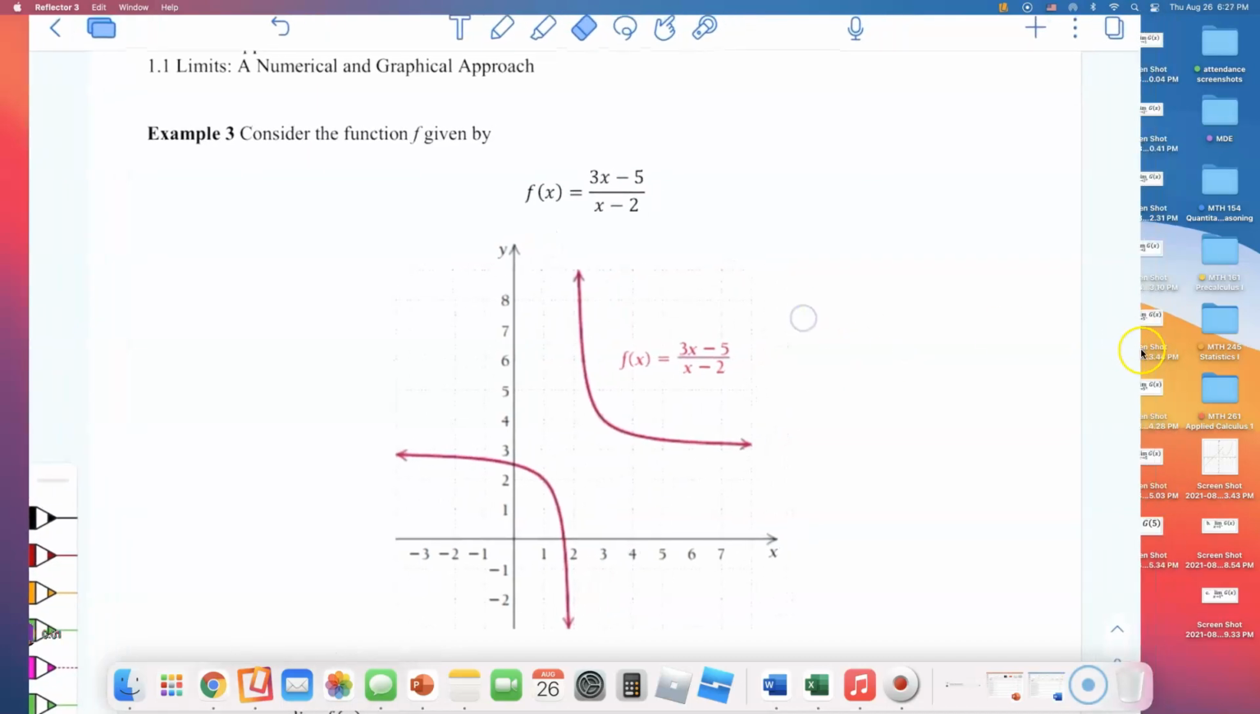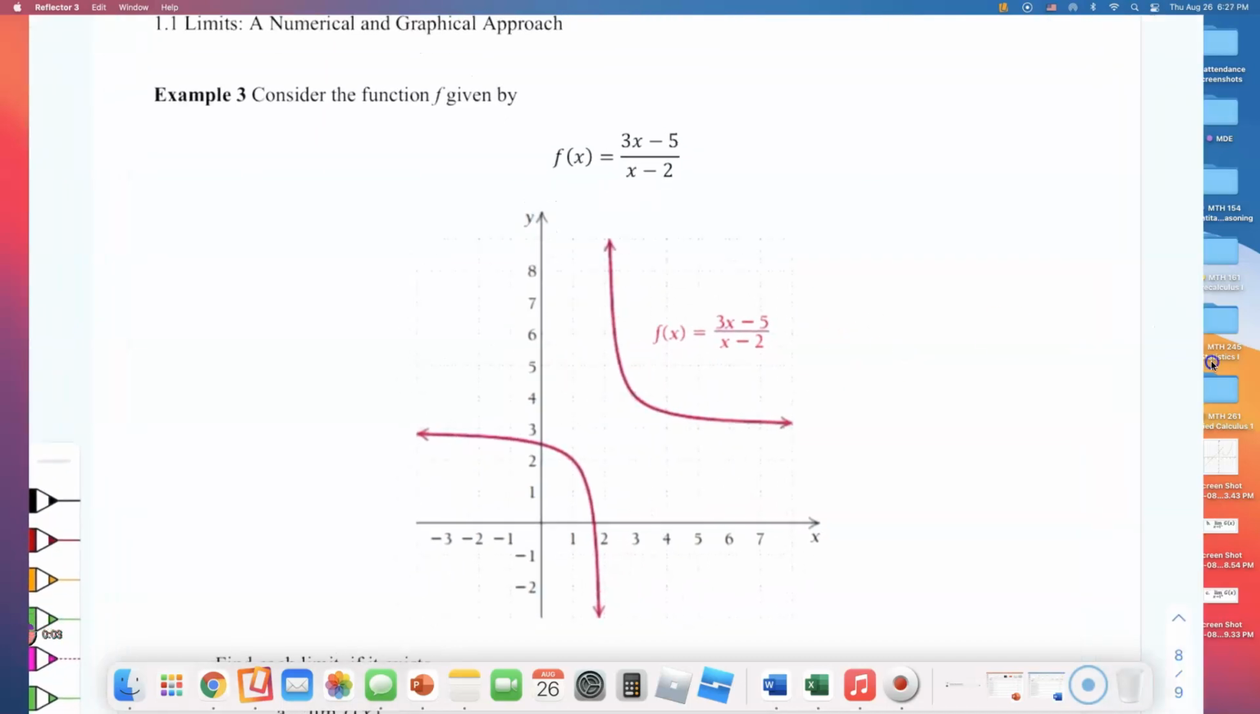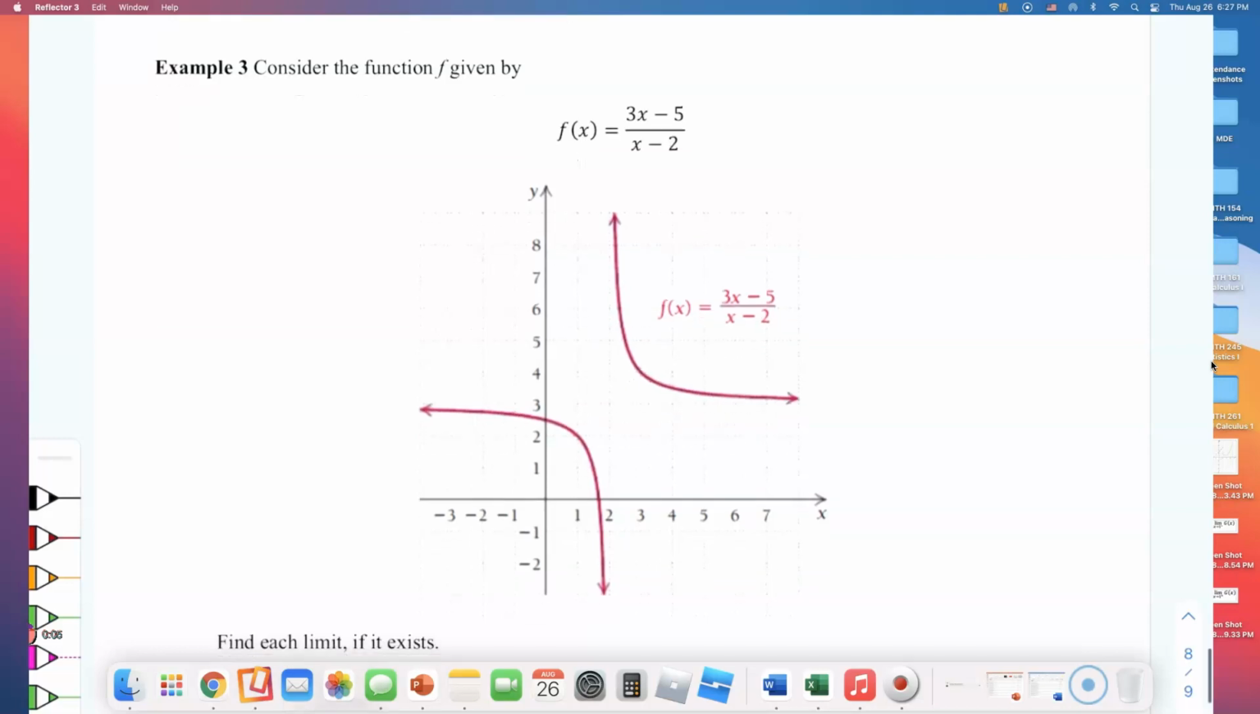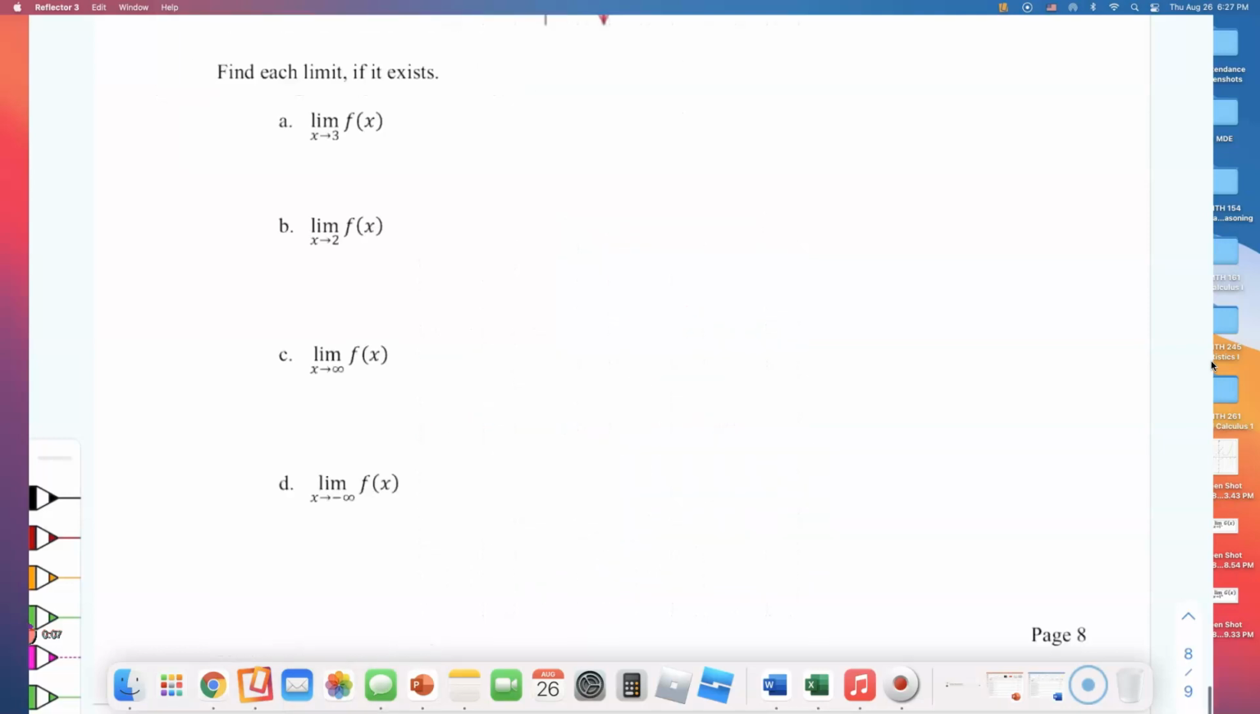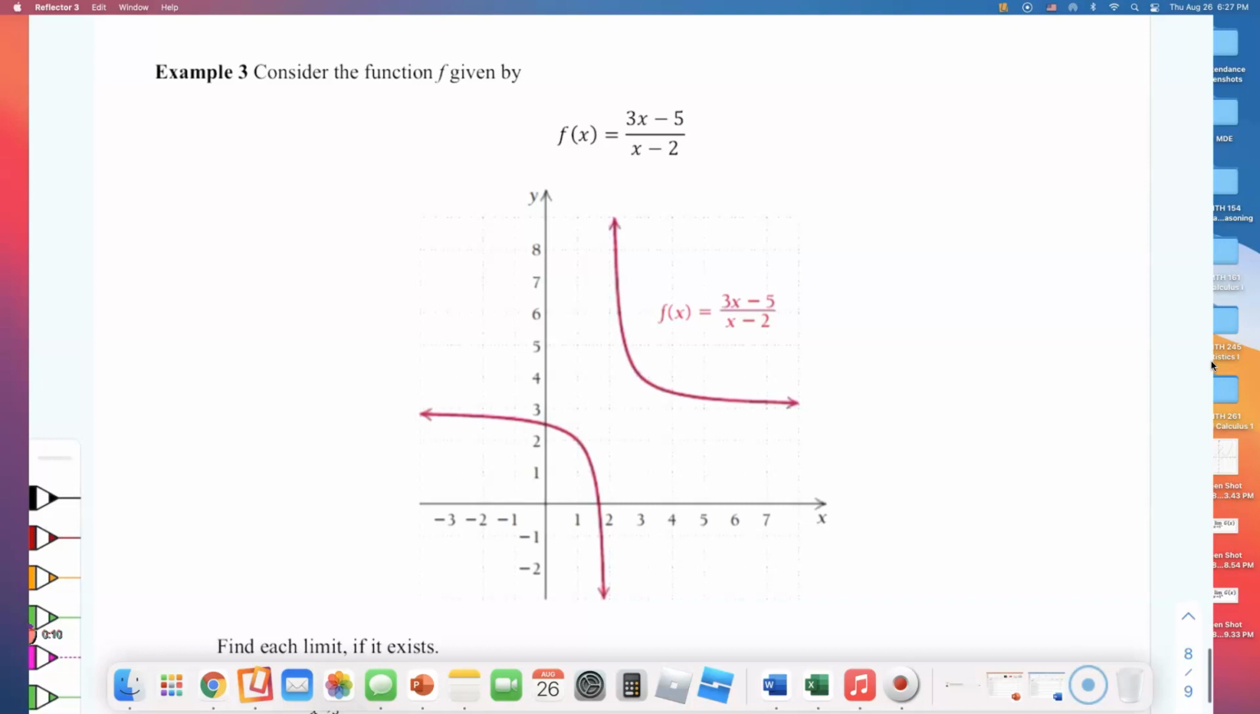Alright, so in the previous video, we looked at two examples involving limits, but this one just comes with a picture, not the numerical table. So let's try this using the graph. Consider the function f given by f of x equals (3x minus 5) over (x minus 2).